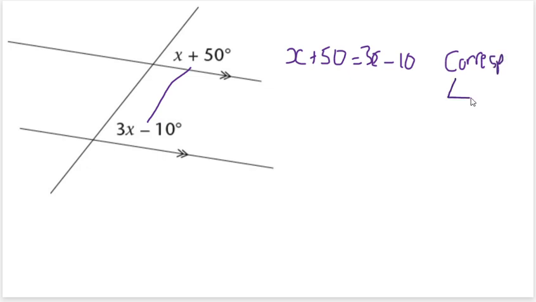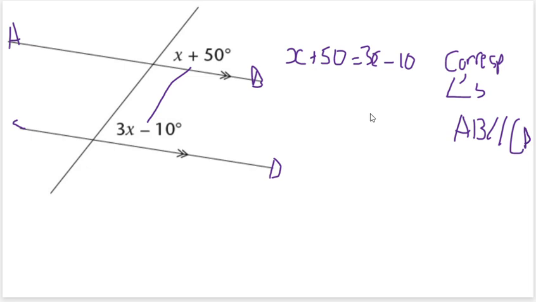Corresponding angles, and then you specify which lines are parallel to each other. Let's say if this was A, this was B, then this will be C, this will be D. So you specify which lines are parallel to each other. So you're going to say AB is parallel to CD. Now, once you have that, we start solving.